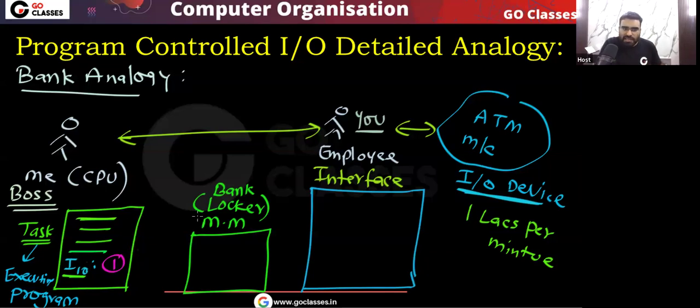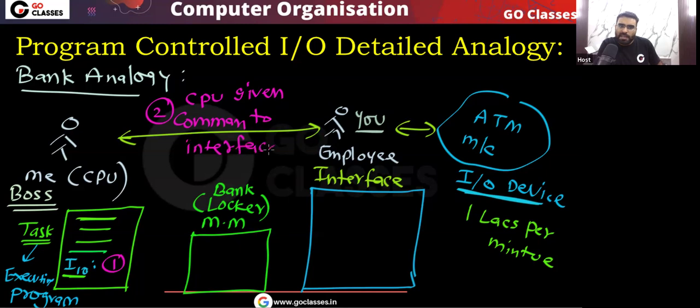So to execute this I10 instruction, what will I do? I will give the command to the interface. Yes or no? So the second step, what is the second step? The second step is that I, the CPU, will give a command to the interface. CPU gives command to interface. Do you agree? Please tell me.